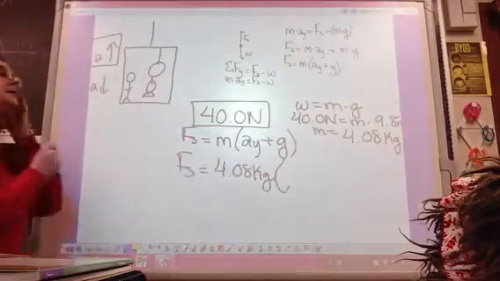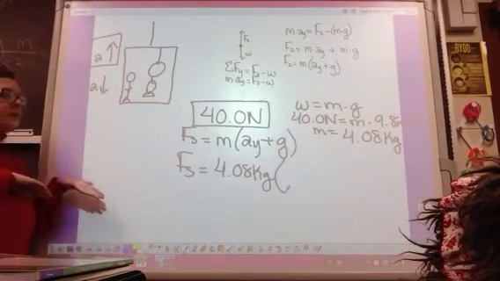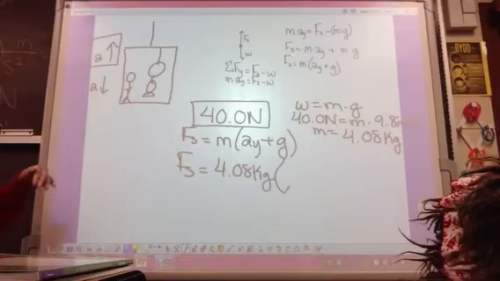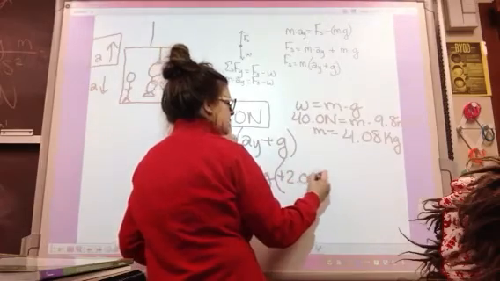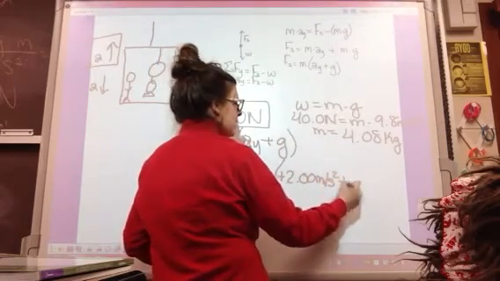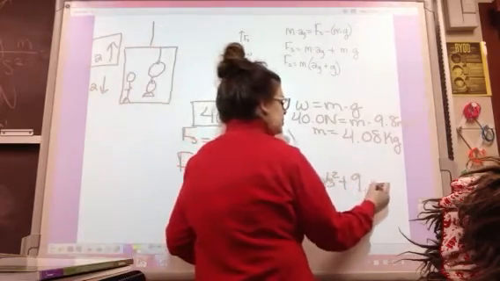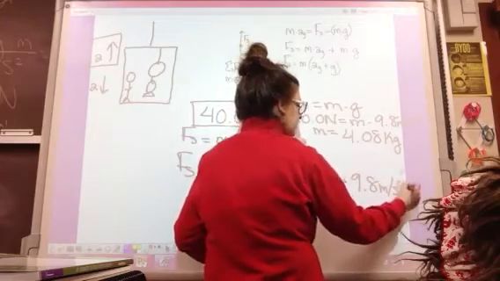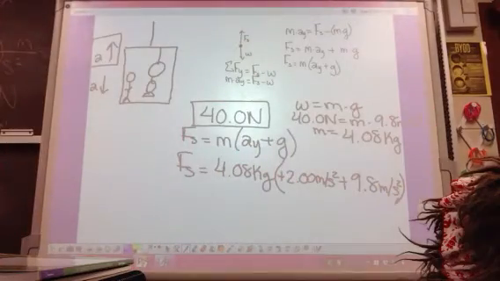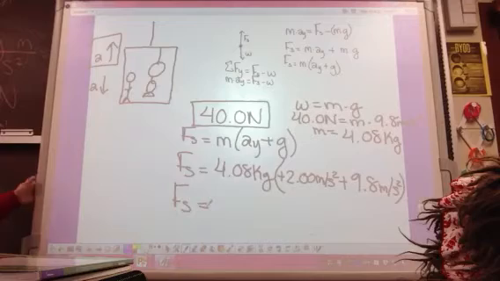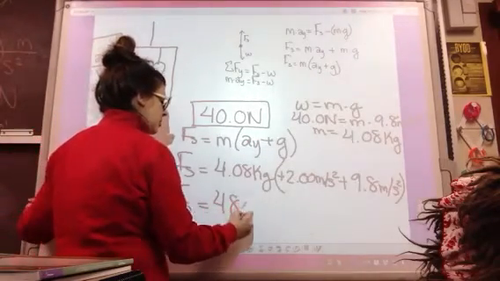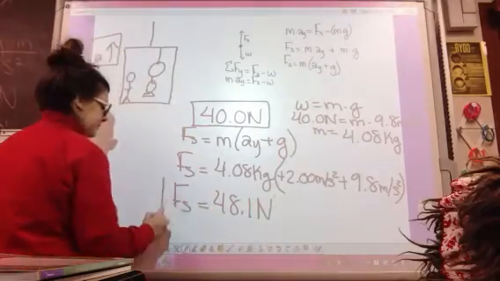And they said the acceleration in the y direction was either a positive 2 meters per second squared or a negative. So let's just do the positive version first. So I have a positive 2 meters per second squared plus my acceleration due to gravity. Okay, so if I do this one, I'm going to get my spring scale to read 48.1 newtons.